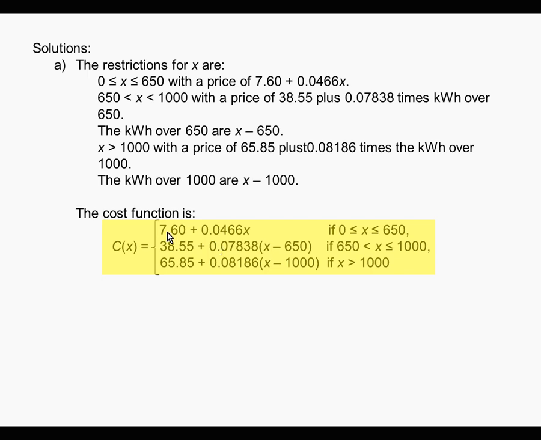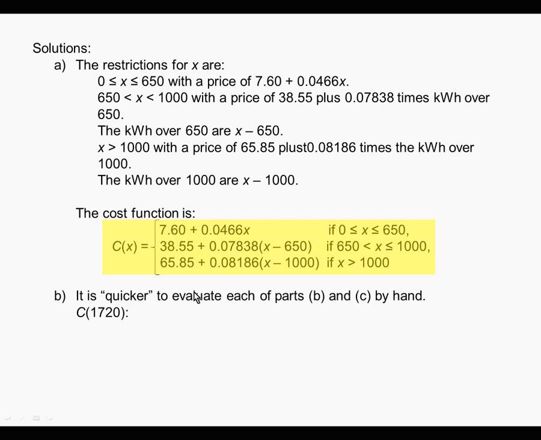Okay, now when I did this on the slide, I did not enter into the calculator. I actually did it by hand. So I'm claiming it's quicker to evaluate parts B and C by hand. Okay, C of 1720. Okay, 1720 is more than 1,000.